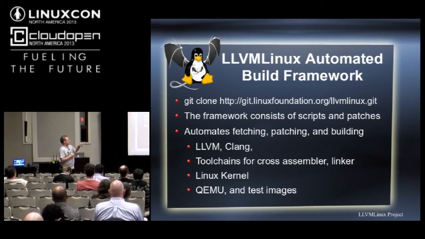So it downloads the code for LLVM Clang. It downloads any cross-toolchains that are necessary. We'll talk about why that is in a second. The kernel code, QEMU, and different test images, and ultimately makes them all work together so that we can see whether or not there is a bug.